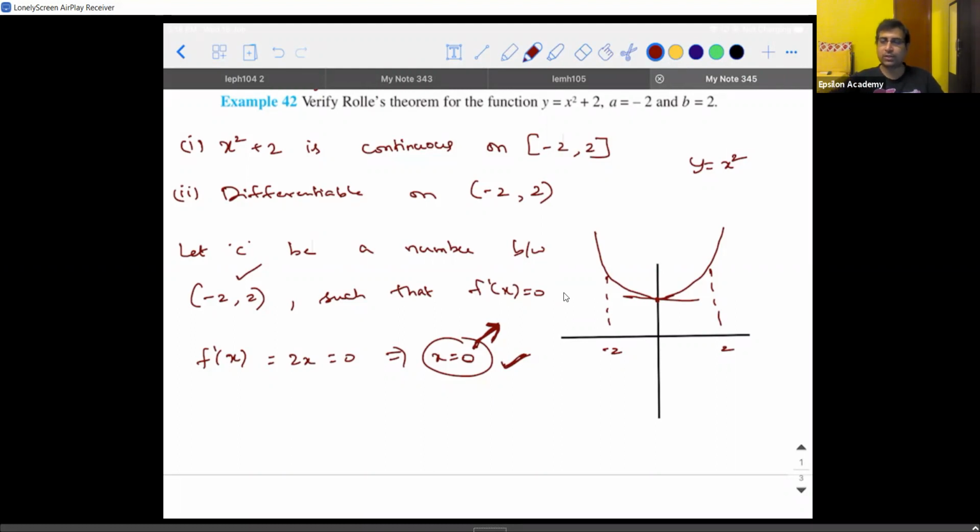Are you guys able to understand what I'm trying to say? Since it is continuous and differentiable, I am able to find a number c between -2 to 2 where f dash of c is equal to 0. Hence, I verified Rolle's theorem. Yes, it is true.